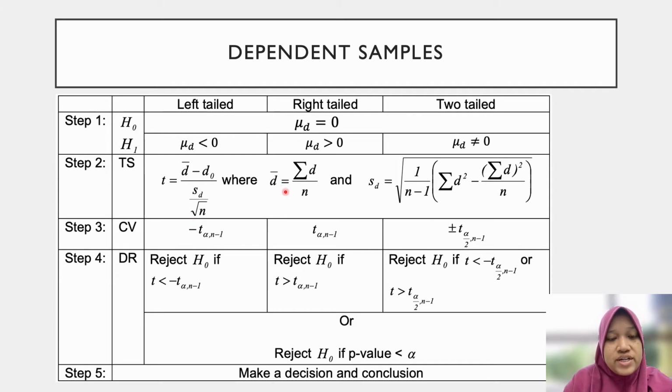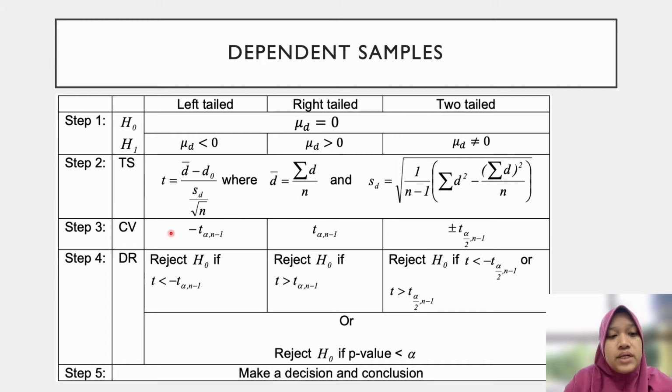The d bar is the summation of the differences for the paired sample divided by n. So we will get the d bar, and then you need to calculate the standard deviation of the differences. The formula is given by 1 over n minus 1 times the summation of d squared minus the summation of d, all squared, over n. And don't forget to square root the answer because we want the value of the standard deviation.